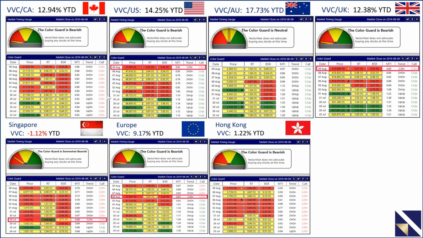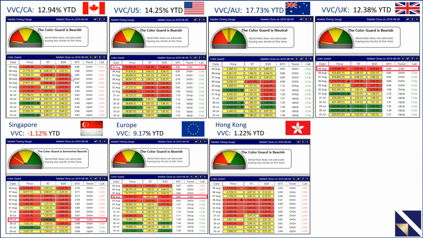All right, so up in the top left corner we have VectorVest Canada, and you can see our year-to-date average. Just taking the VVC/CA and doing a quick test from the end of December until Friday, we're up about 12.94%. Unfortunately, we haven't moved a lot since our May forum, and that's true of a lot of our groups except for Singapore and Hong Kong, I believe it was, have actually fallen quite a bit from the May meeting. Everybody else, oh, and Australia has improved quite a bit from the May meeting.